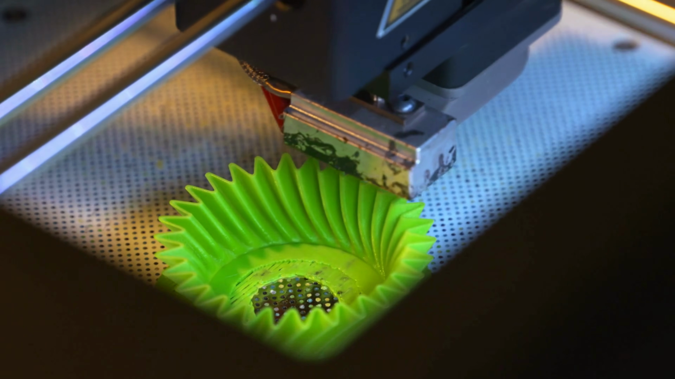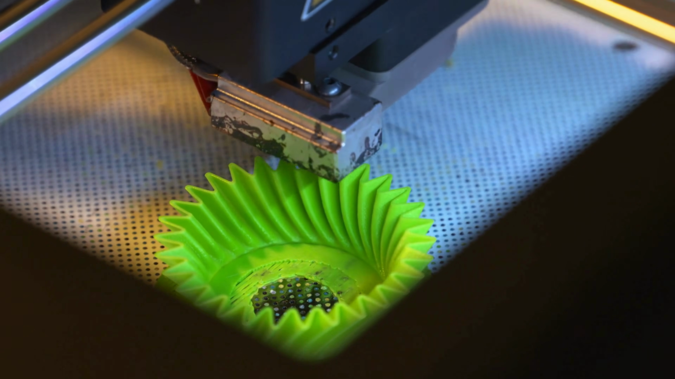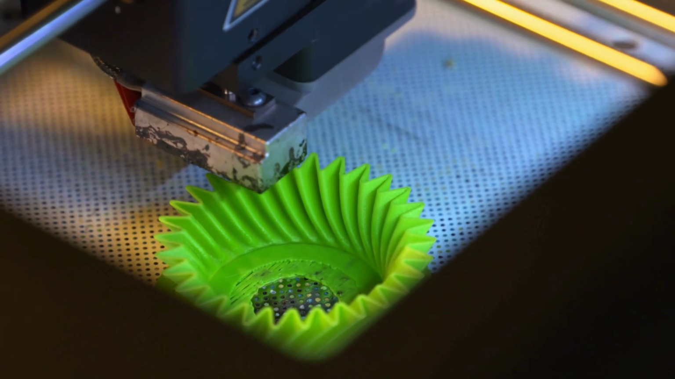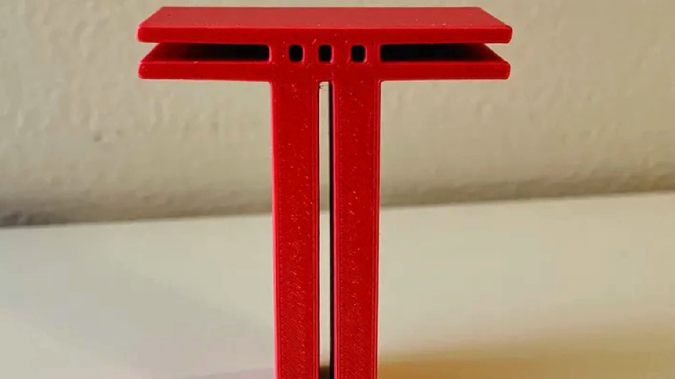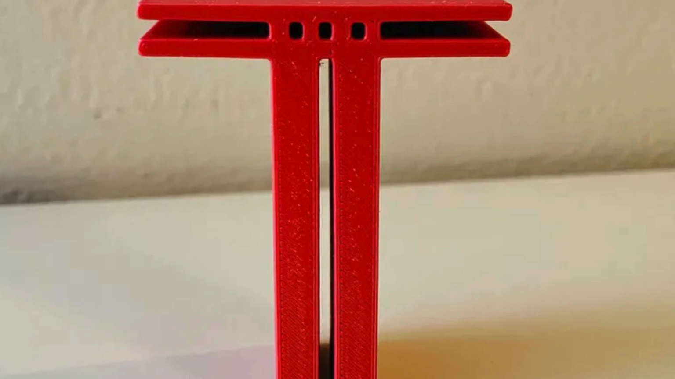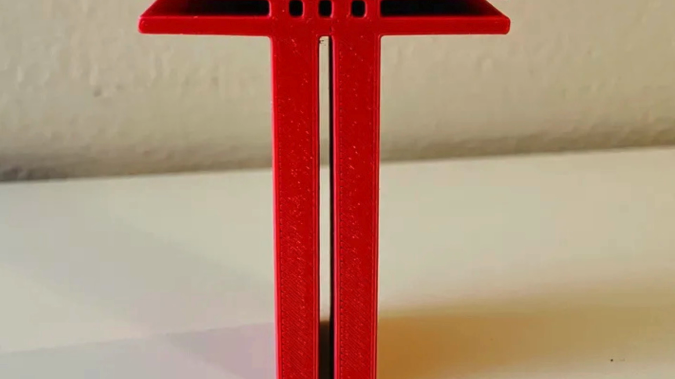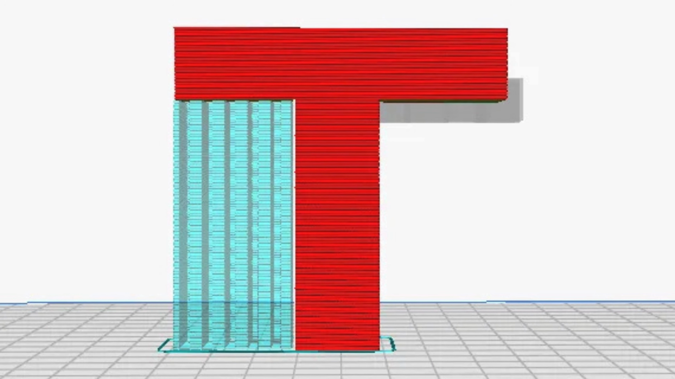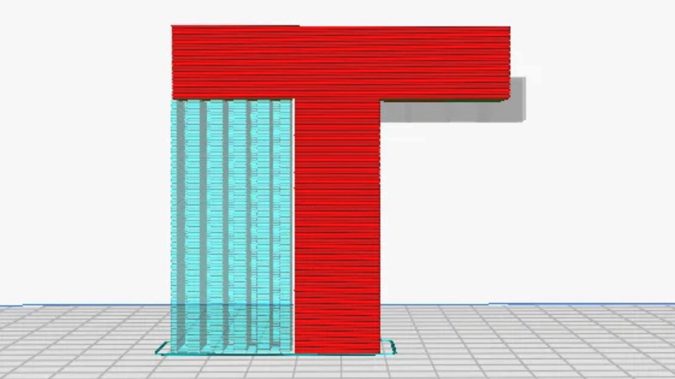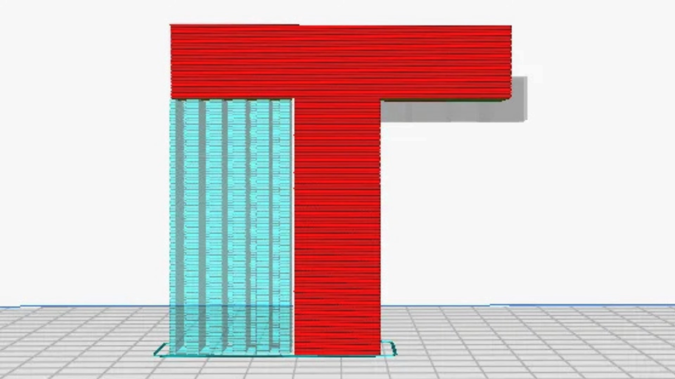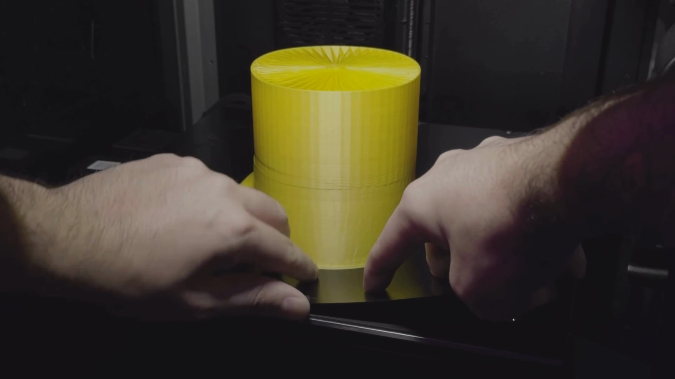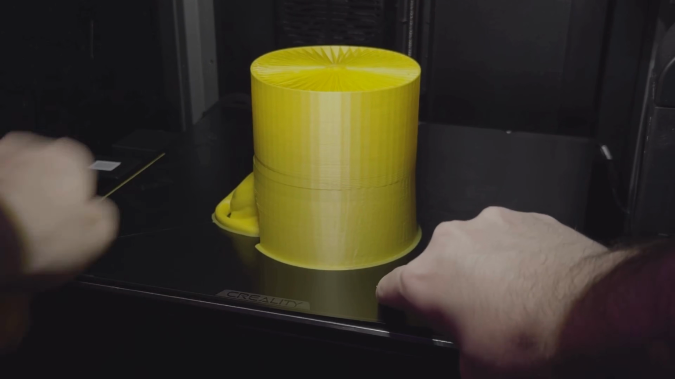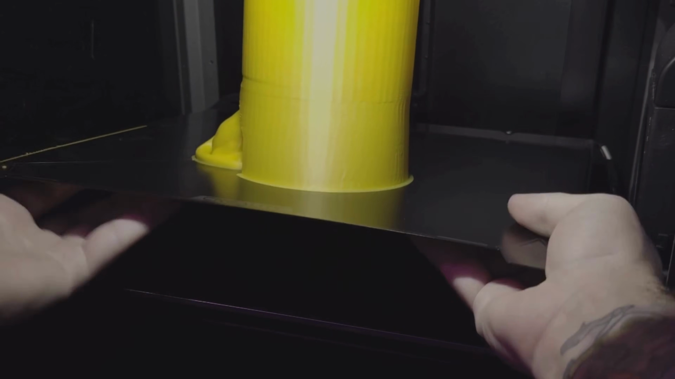Support structures often play a critical role, particularly in prints with overhangs or complex geometries. Imagine trying to print a letter T without anything beneath the arms. Gravity would not be kind. In FDM and SLA, extra scaffolding-like structures are printed alongside the object to hold up those challenging sections. Once printing is complete, these supports are carefully removed, often with tools or solvents.